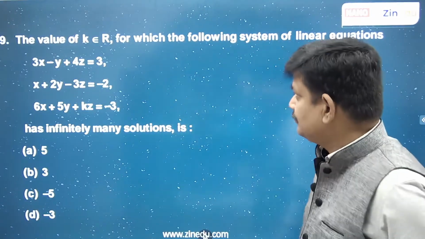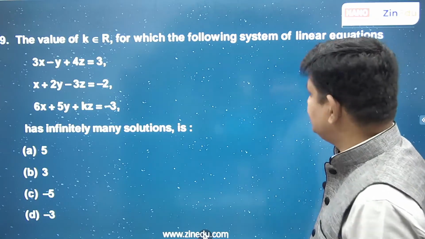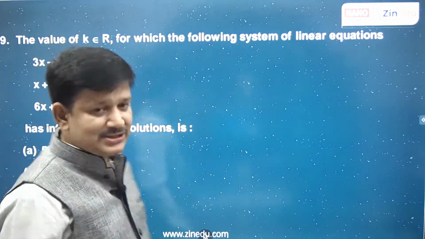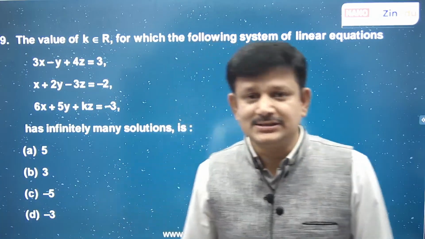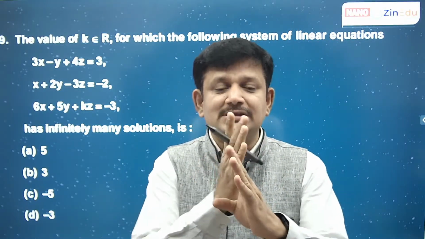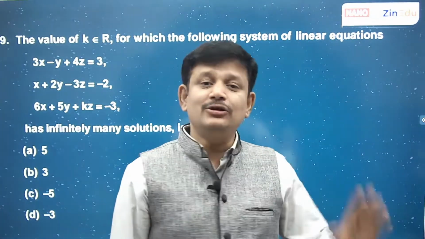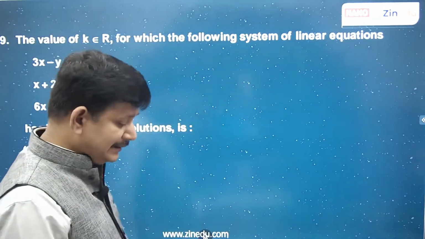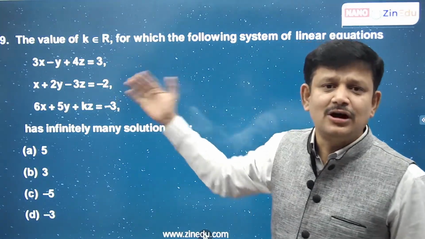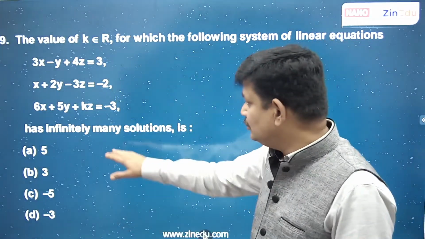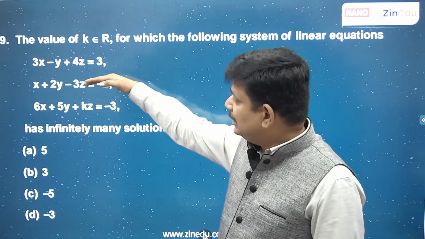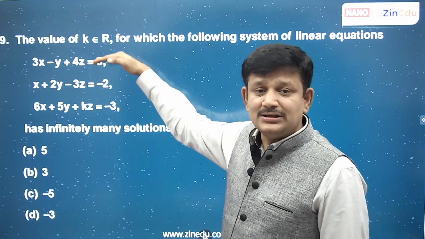Next question, the value of k for which the following system of linear equations has infinitely many solutions. See, three linear equations represent three planes. If these planes belong to a family, that means they have a line in common, then you will have infinitely many solutions. In that case, one plane equation, you will be able to see as a linear combination of the other two planes. So whenever you have infinitely many solutions, one equation, you will be able to see as a linear combination of the other two equations.